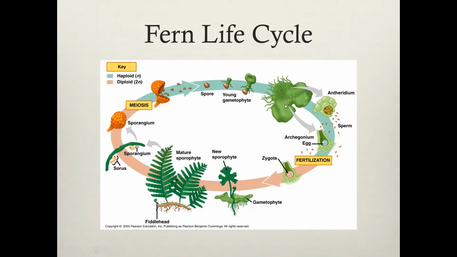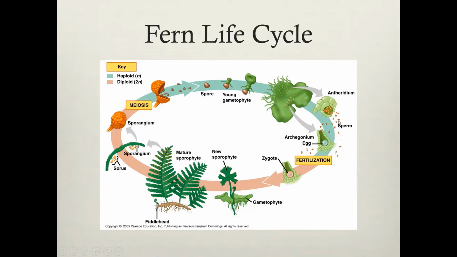On this gametophyte, you're also going to see archegonium and antheridium. Typically, the antheridium is near the outskirts of the gametophyte, while the archegonium is towards the center. That is because you want to maximize dispersal of the sperm from the antheridium, and you want to protect the egg in the archegonium.